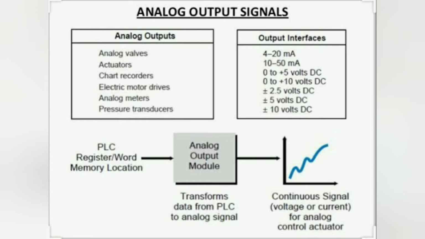This continuous analog signal, which is either voltage or current, is used to drive analog output devices such as electric motor drivers, analog meters, pressure transducers, analog valves, actuators, etc.